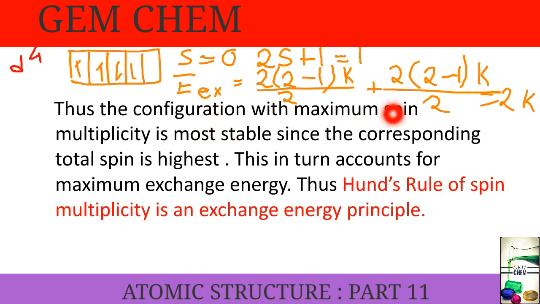Thus the configuration with the maximum spin multiplicity is most stable, since the corresponding total spin is highest. This in turn accounts for the maximum exchange energy. Thus Hund's rule of spin multiplicity is an exchange energy principle.